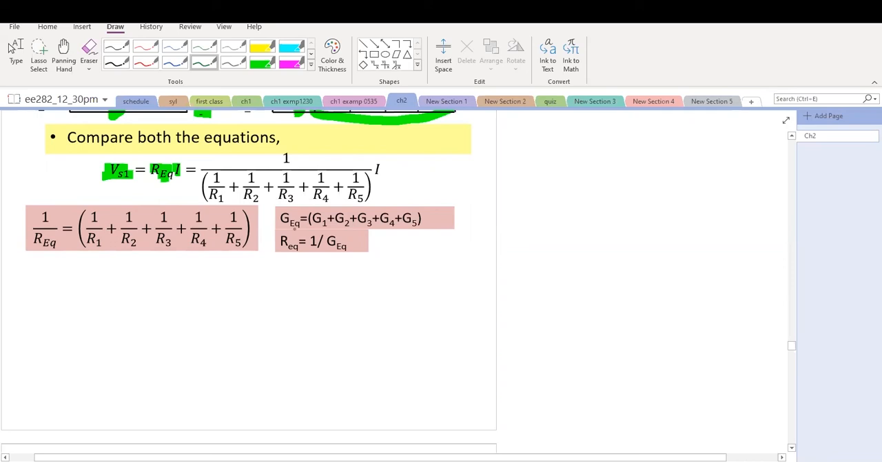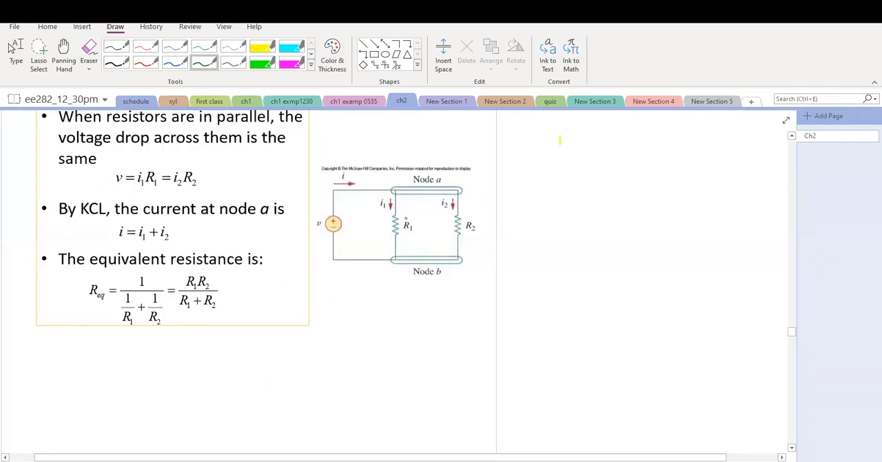Or if we use conductance, thinking about conductance as 1 over R, then 1 over REQ becomes GEQ, and this is G1, G2 up to G5. REQ equals 1 over GEQ, and GEQ equals 1 over REQ. That's conductance, that's resistance. Let's look at a special case where we have only two resistors in parallel, R1 and R2.